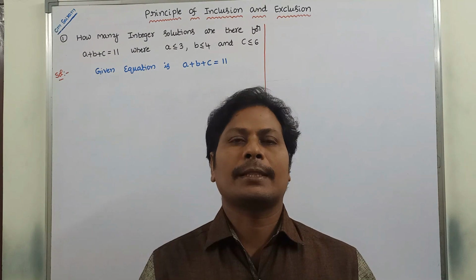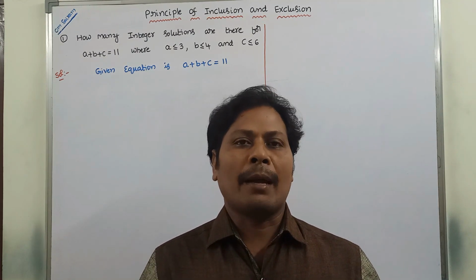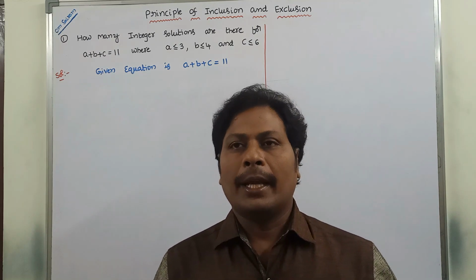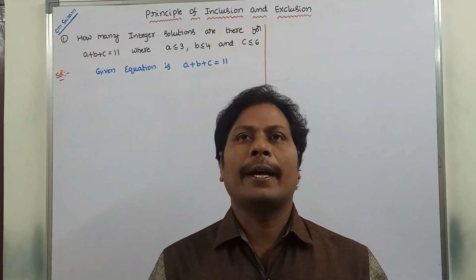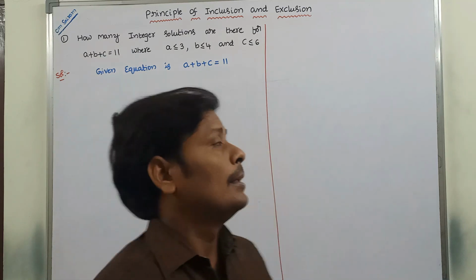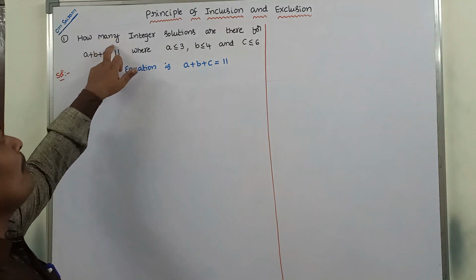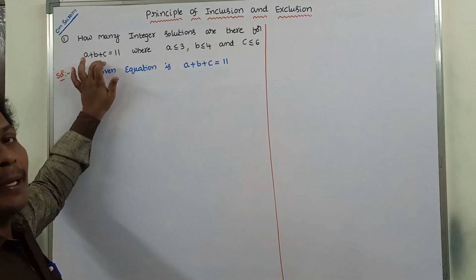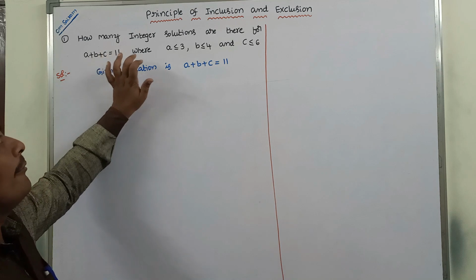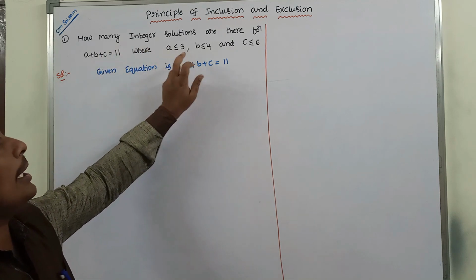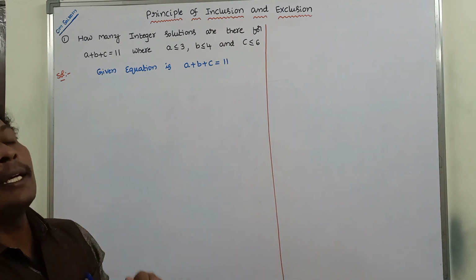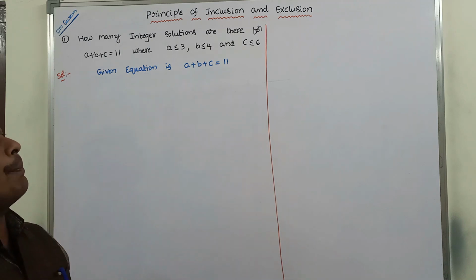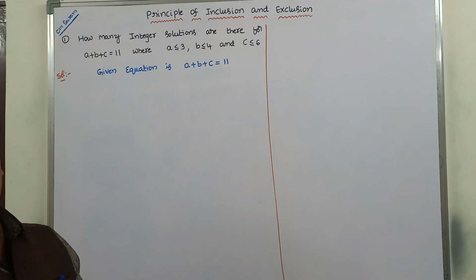Today we have to discuss an important example problem on the principle of inclusion and exclusion in discrete mathematics course and MFCS course. The given problem is: how many integer solutions are possible for a plus b plus c is equal to 11, where a less than or equal to 3, b less than or equal to 4, and c less than or equal to 6. The given equation is a plus b plus c is equal to 11.